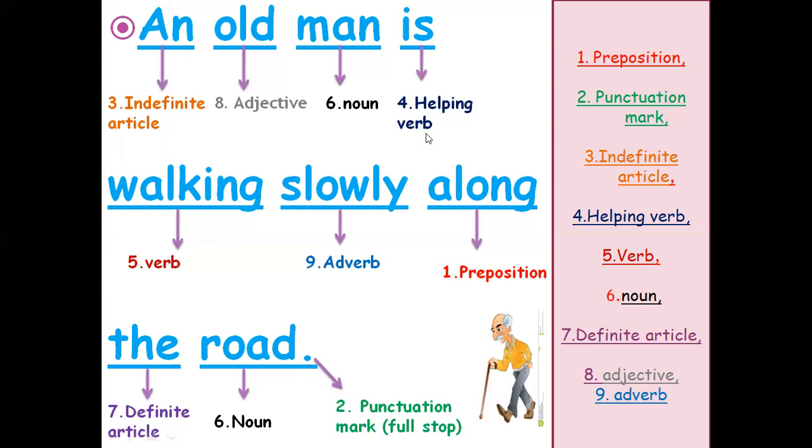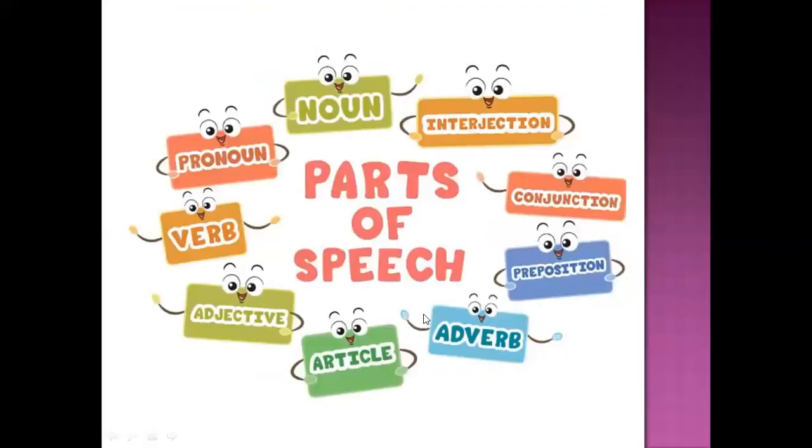Okay, children. Now, can you say each and every word belongs to a word class or a category? All these categories, or all these word classes, are named as parts of speech. Basically, there are 9 parts of speech in English. See whether you are familiar with these words. First one, noun, interjection, conjunction, preposition, adverb, article, adjective, verbs, and pronouns. I hope that you are very familiar with these words.